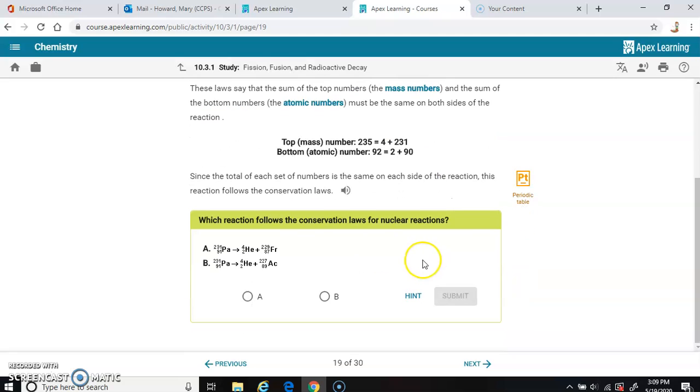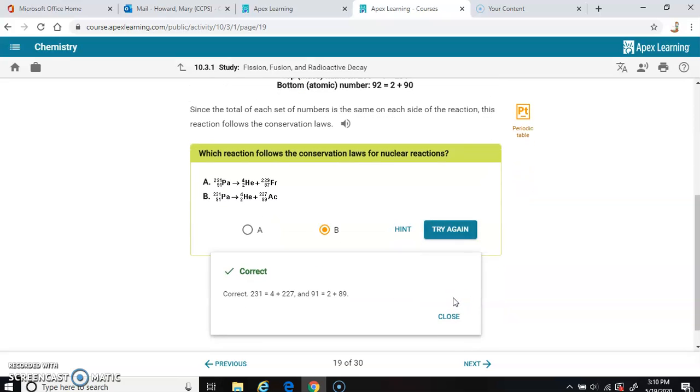For the reaction, if I look down here, you look and see which one doesn't add up. 4 plus 229 doesn't add up to 231. I think it's B. If you look at the other numbers, the 2 plus the 89, that's 91, so it should be correct. That's just what you do, making sure that our numbers stay the same. It's very important.